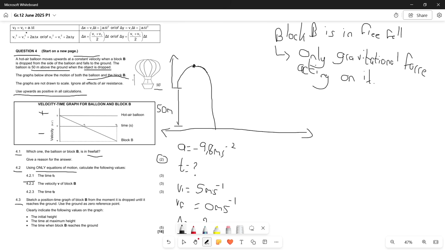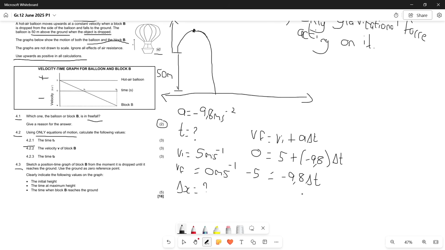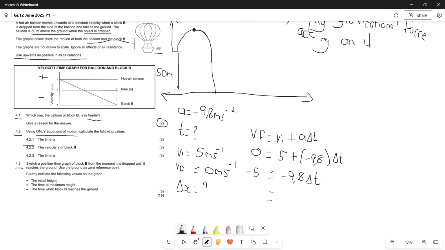So I'm just going to write this down, and then we can start substituting all of these values in. So our final velocity is 0. Our initial velocity is positive 5 as it is going upwards. Our A, as we mentioned, is negative 9.8, and our time is what we want. So we can take our 5 over, so it becomes negative 5. Then we have minus 9.8 delta T, and then we can just go ahead and divide by negative 9.8. So negative 5 divided by negative 9.8, and our time is 0.51 seconds, and it is a positive value as time is a scalar.